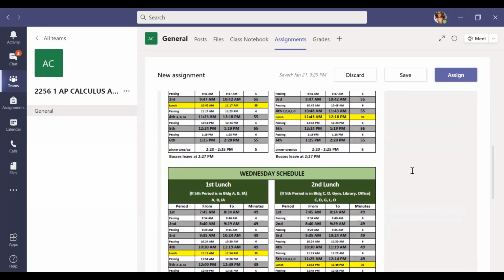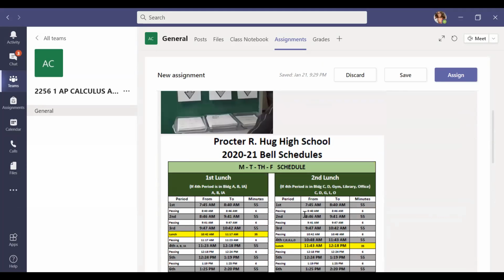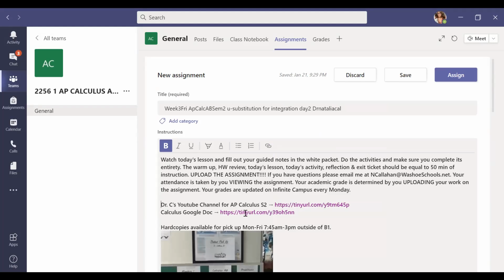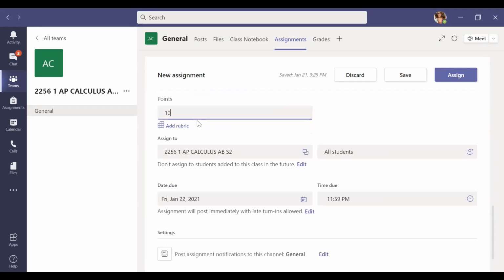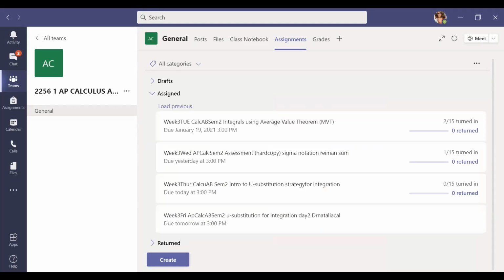And then again, this is your class schedule. So for you guys, you're in 2nd period, so make sure you're logging on at 8:46 and ending class at 9:41, because it should be equal to 55 minutes of instruction. And of course, you get the 10 points for attendance, and it's always due by 3 p.m. the following day. So let's go ahead and sign this.